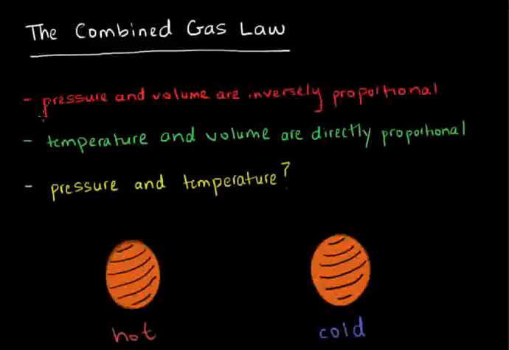And so we saw, for instance, with Boyle's law, that pressure and volume were inversely proportional. So when we increase pressure, the volume of a gas decreases and vice versa. With Charles's law, we saw that temperature and volume were directly proportional. So when we increase the temperature of a gas, if pressure was constant, volume increased. And if we just increase the volume of a gas with constant pressure, then temperature increased.